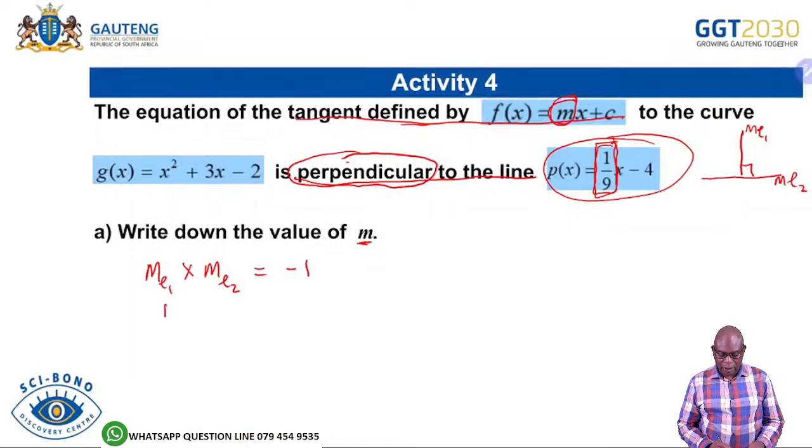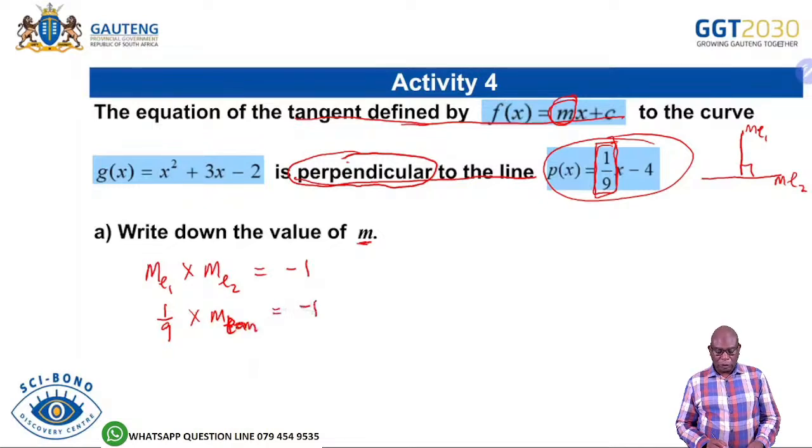I've got one gradient here, which is 1 over 9, multiplied by this gradient that I don't know. I'm just going to call it the perpendicular. The gradient of the tangent, they must give me -1. So I can just divide throughout by 1 over 9, or just multiply by 9 on both sides. Therefore, I'm going to get -9. So the gradient of the tangent, my value of m here, will be -9.